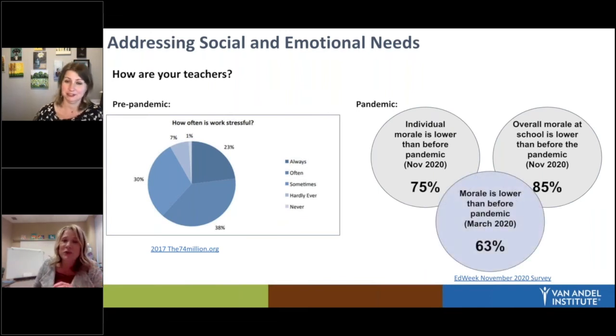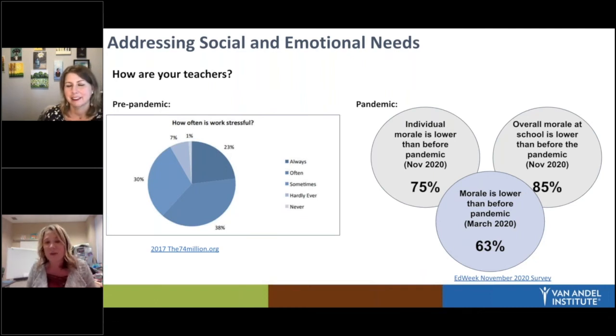Now compare that to where those teachers were at in March. So when the pandemic started in March 2020, 63% agreed that their morale is lower than before the pandemic. So you can just see the long-term effects of this pandemic on teacher morale, on stress. I'm just thinking back to remember how stressed teachers were at the beginning of the pandemic, and you wouldn't have thought it could get any worse. And then you look at this and you're like, oh, it did.